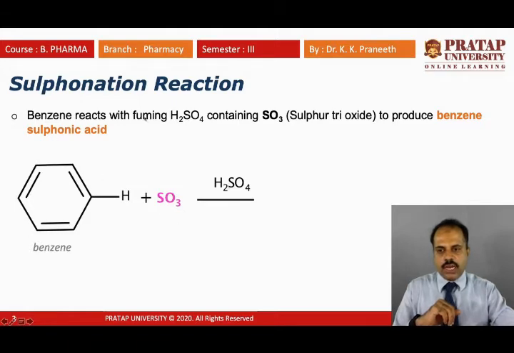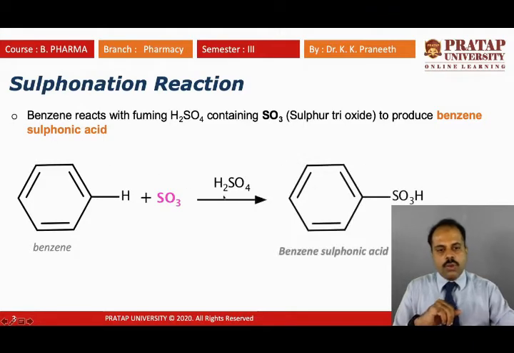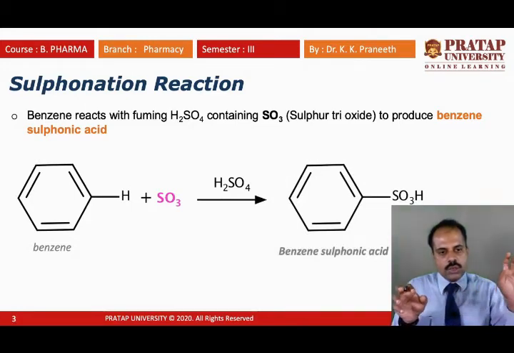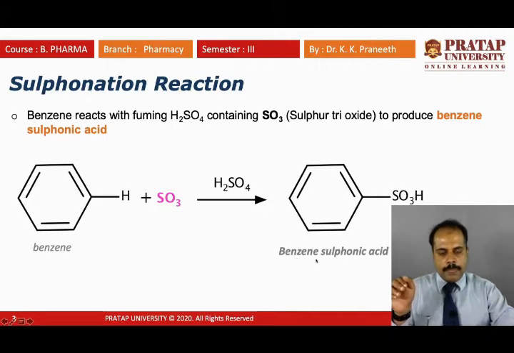So benzene reacts with fuming sulfuric acid, which contains SO3, to produce benzene sulfonic acid as the product. So the product is benzene having SO3H. That's what I said before: it is not attached only as SO3, it is also attached with hydrogen, as a sulfonic acid. So the name of the product is benzene sulfonic acid.